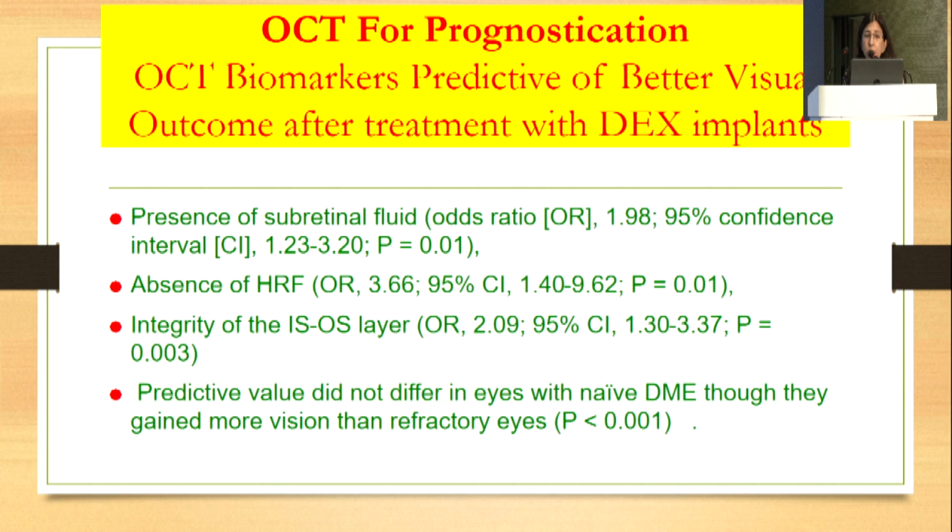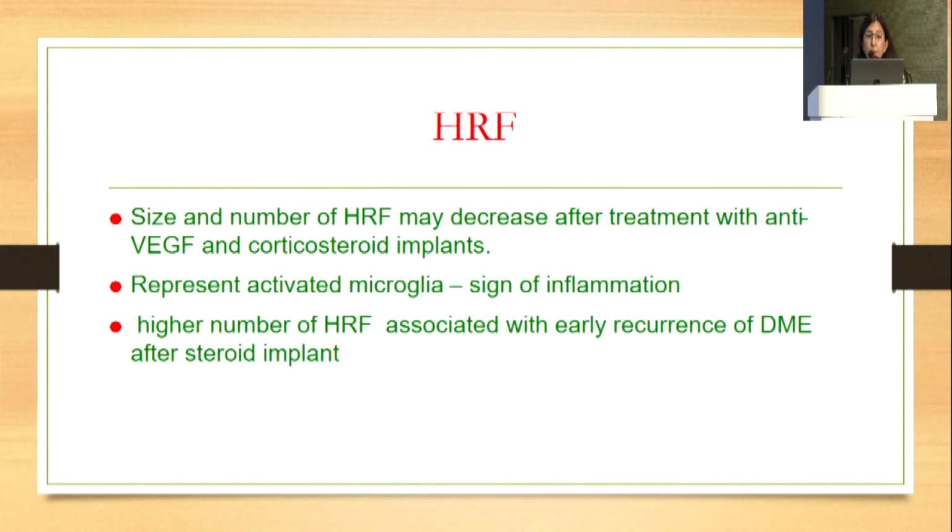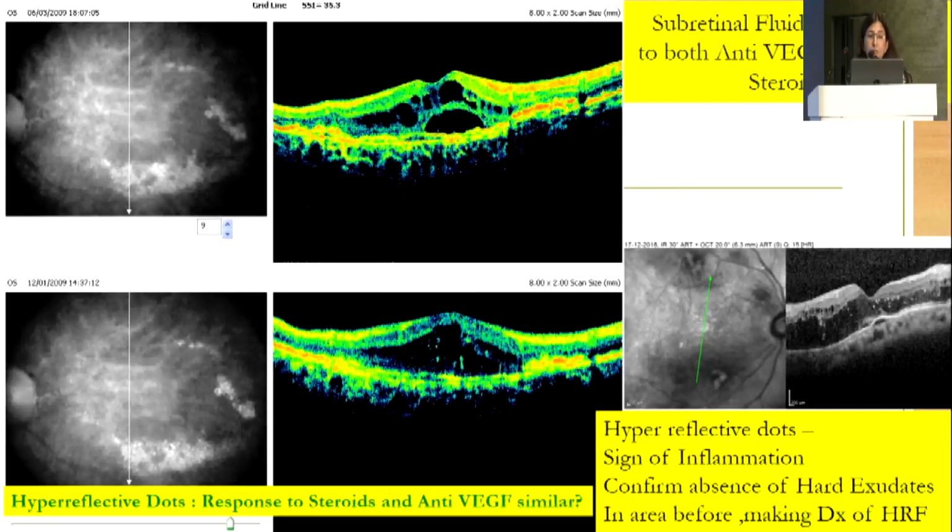There are some OCT biomarkers which indicate better visual outcome in DME. One is presence of SRF, absence of hyperreflective spots, and integrity of the ISOS layer. Hyperreflective spots are usually a sign of inflammation. The higher the number, we know we are going to have early recurrence of DME, and they may respond a little better to corticosteroid implants rather than anti-VEGF.